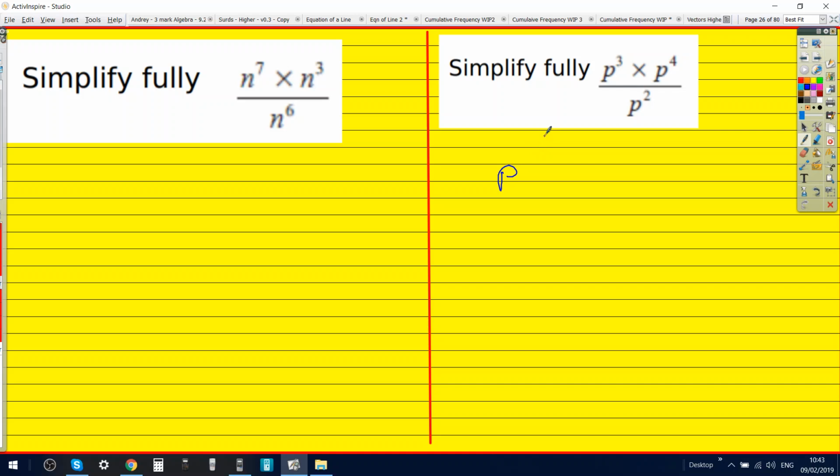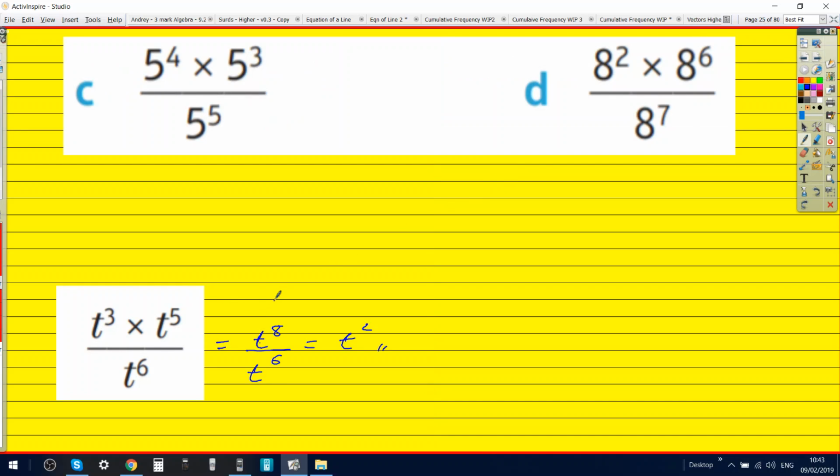No. What's the top bit? I said it was minus 1, and I thought we're dividing. So it'd be p minus 1. Is it p to the power 1? What is the rule? How did you get this one? It stays the same.